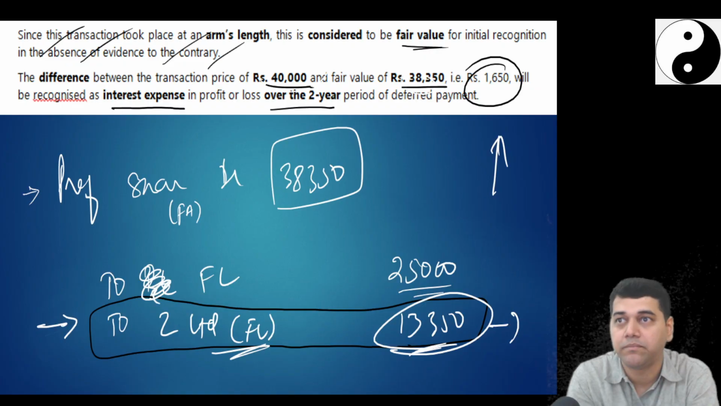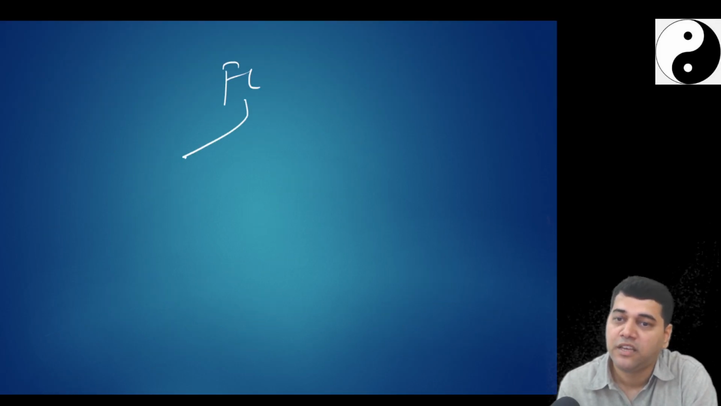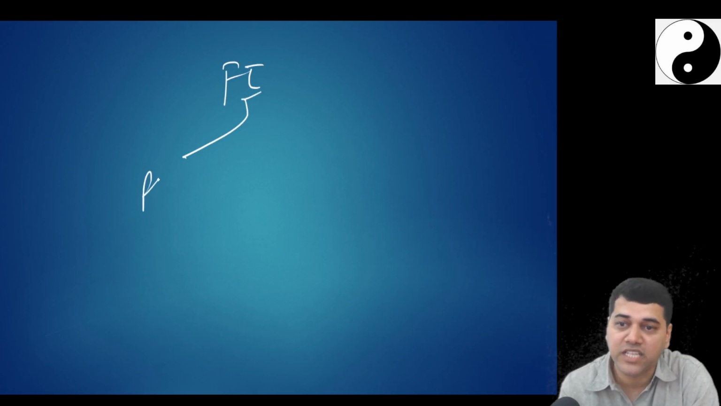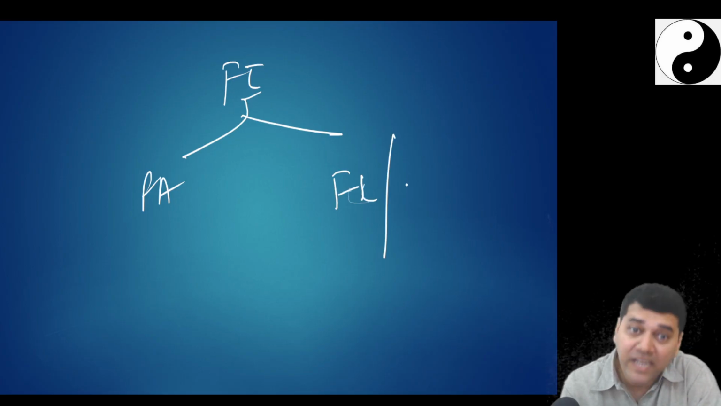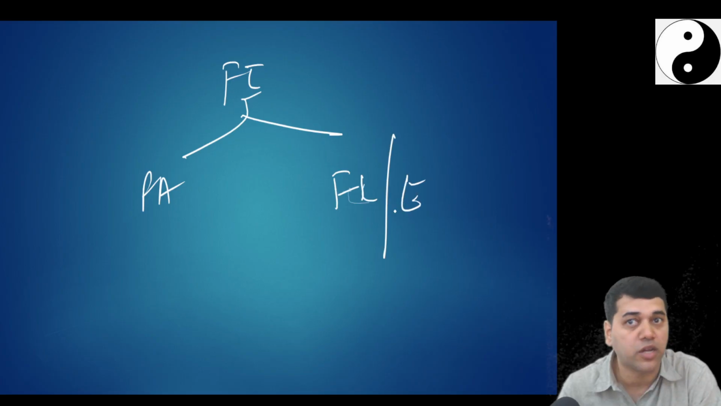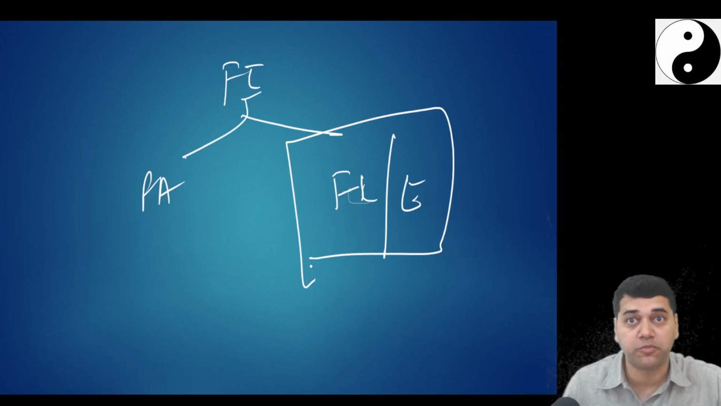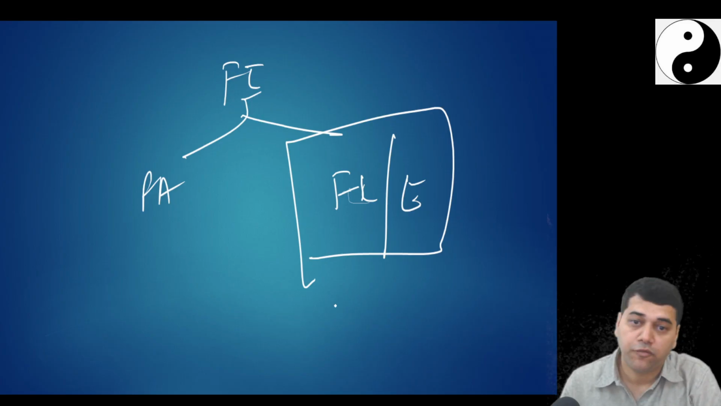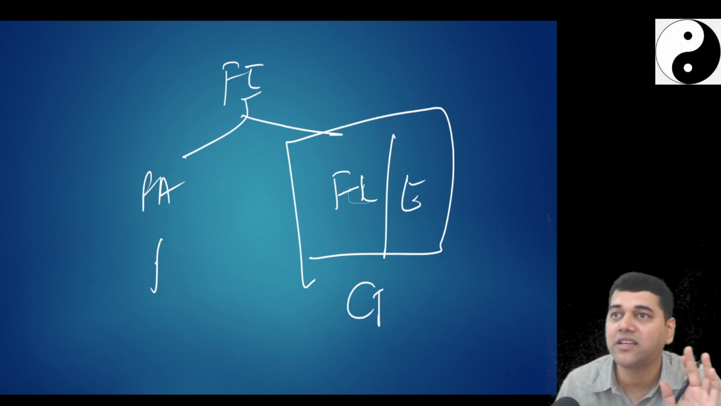You don't break it up, because what is the definition of financial instrument? A financial instrument means a financial asset for one party and a financial liability or equity for another party. So when you talk about a compound instrument, you talk about it only from one party's perspective. For him, it may be a compound instrument. For you, it can never be a compound instrument. For you, it is a financial asset only.